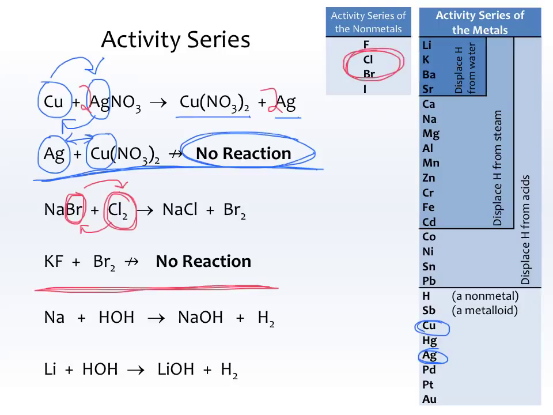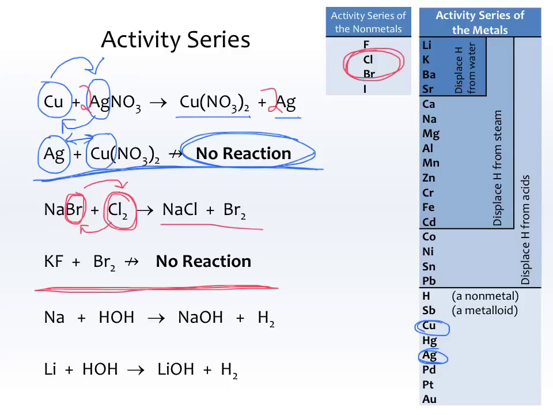And notice that the non-metal activity series is actually just the list of halogens the way it is on the periodic table. Fluorine is higher than chlorine, which is higher than bromine, which is higher than iodine. All 4 halogens in order. Chlorine is higher than bromine. Chlorine will be able to replace bromine. So this reaction occurs and we get sodium chloride plus bromine.